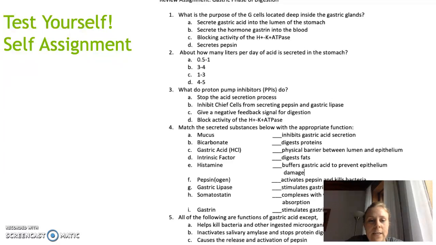If you wanted to test yourself on all the things we just discussed here, there's a worksheet about everything I just went over. And that is it.